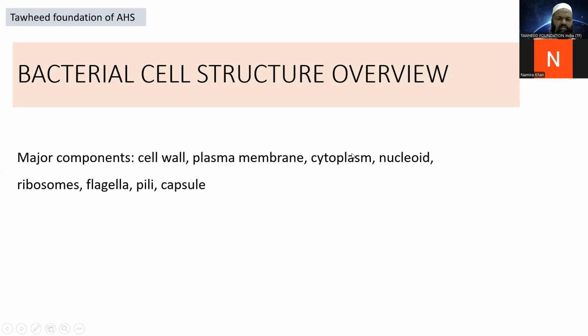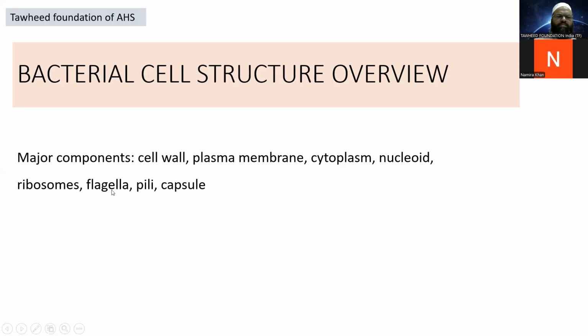Third is cytoplasm. Cytoplasm is a gel-like substance inside the plasma membrane. It contains enzymes, nutrients, ribosomes, and other molecules. Fourth is nucleoid. Nucleoid is a region within the cytoplasm where the single circular DNA chromosome is located. It is not bound by a membrane and acts as the genetic control center of the cell.